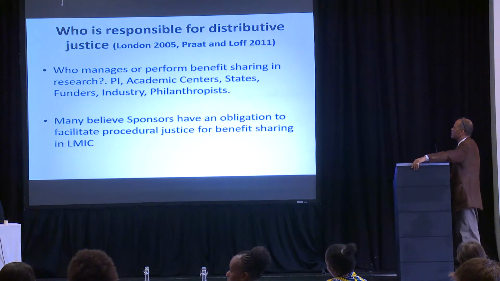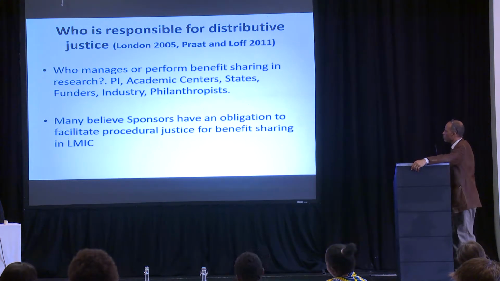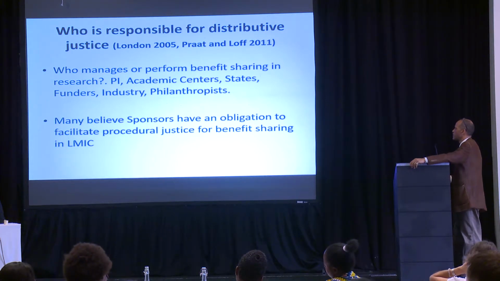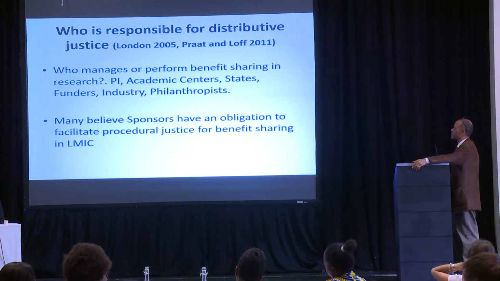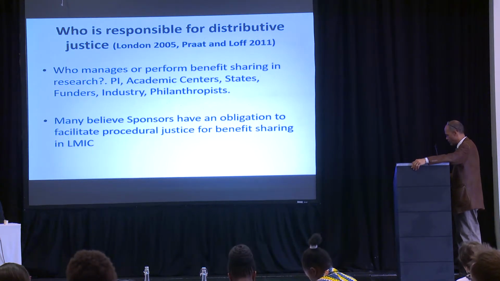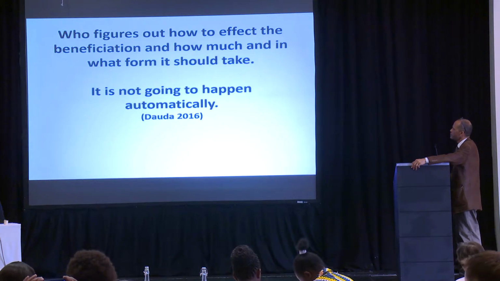So who is responsible for distributive justice? Who manages or performs benefit sharing in research? Is it the PI? Is it the academic centers? Is it the states from where the funding is coming from? Is it the funders that are responsible for the funding? Is it the industry? Is it philanthropists? Many believe that sponsors have the obligation to facilitate procedural justice for benefit sharing in low to middle income countries.